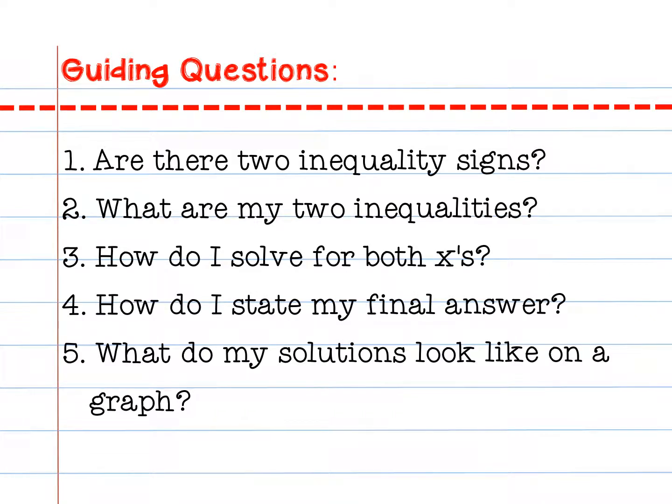All right, so these are the guiding questions that I use. So if you get stuck or you need help thinking through this process, go ahead and pull these out. So the first question is always, are there two inequality signs? So in order for it to be a compound inequality, I have to have two inequality signs because compound means I'm putting two things together. What are my two inequalities? So I need to identify the two inequalities. Then I need to solve for x. So I'm going to solve for both x's in those two inequalities. And then how do I state my final answer? So sometimes I have to put it all together. And then what do my solutions look like on a graph?